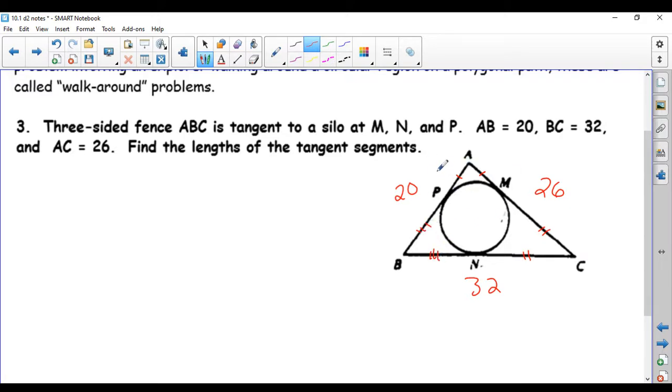I'm going to pick any segment in this triangle and call it X. Let's start up here. If A to P is X, A to M is also X. And what we're going to do here is walk around the triangle and try to write everything in terms of X. So A to M is X, A to C is 26. So M to C would be 26 minus X. I'm going to take away that top part. And M to C is congruent to N to C, so this length down here is also 26 minus X. And then you have a choice.